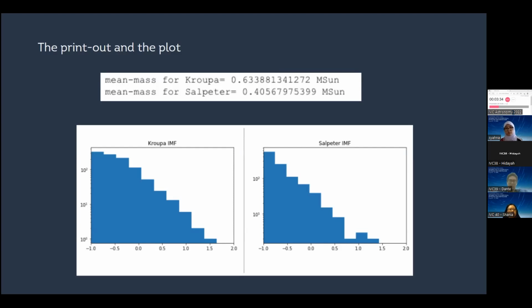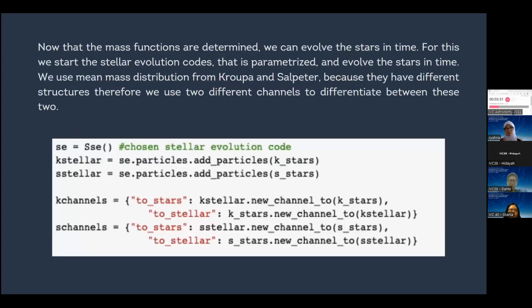Okay, I will continue from here. Now that the mass functions are determined, we can evolve the stars in time for this type. For this, we start the stellar evolution code that is parameterized and evolve the star in time. We use the mean mass distribution from Kroupa and Salpeter in previous slides, and then we can get different results for the evolution.